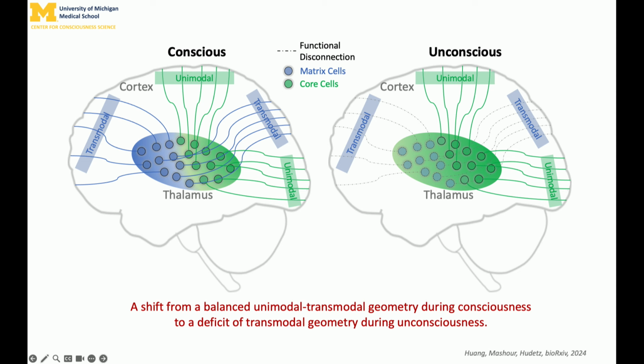So in summary, unconsciousness was associated with specific alterations in functional hierarchy within thalamocortical circuits. There was a shift from a balanced unimodal transmodal geometry during consciousness to a deficit of transmodal geometry during unconsciousness. And this shift in functional geometry was selectively associated with spatial variations in the density of matrix cells within the thalamus. In other words, thalamic regions with high density of matrix cells showed a pronounced reduction in transmodal thalamocortical functional connectivity during unconsciousness. So together, we suggest that loss of consciousness may be tied to the preferred disruption of matrix cell connectivity.